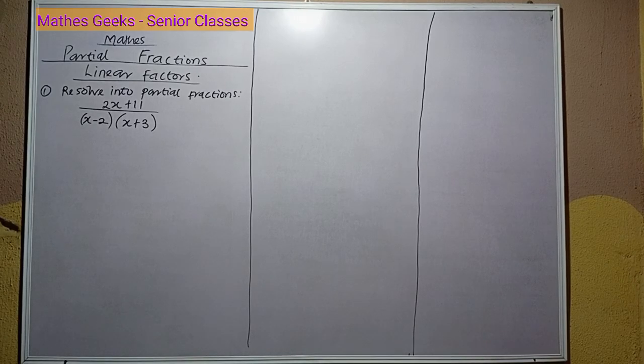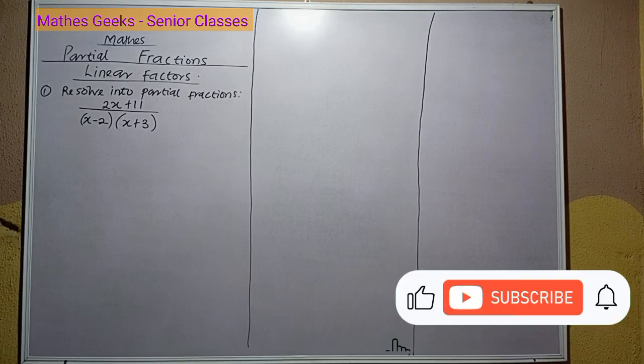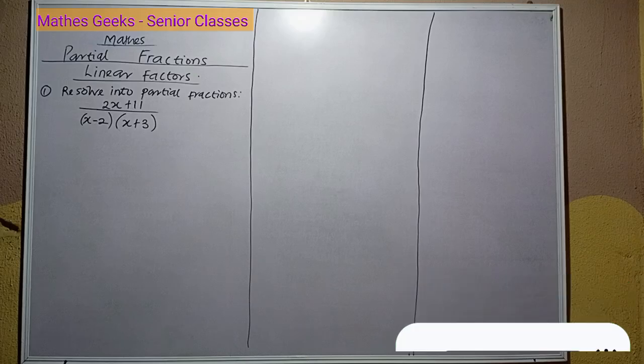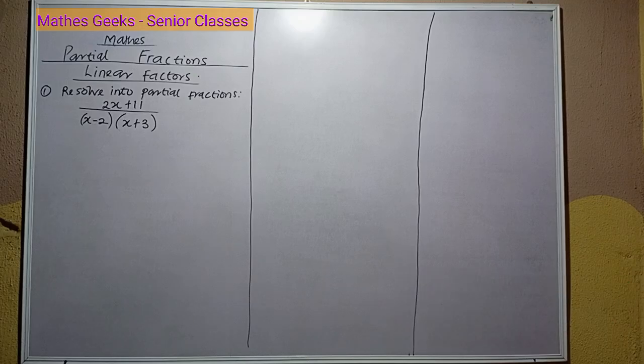In this lesson, we are going to treat how to resolve a given fraction into partial fractions. We are going to look at linear factors. By linear factors, we mean that the highest power of the denominator is 1. And partial fraction is just like algebraic fractions.